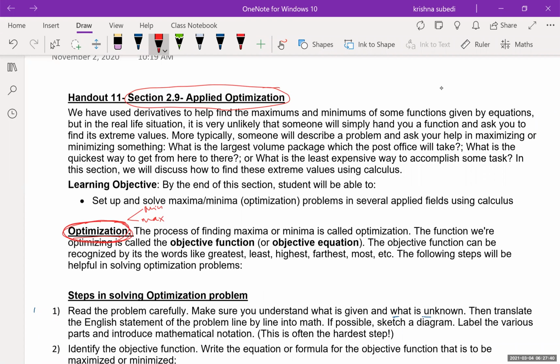Now what is optimization? Well, it is the process of finding maxima or minima, and the function we are optimizing is called the objective function. The objective function can be recognized by words like greatest, least, highest, farthest, most. These are the keywords that you will see, that will help you figure out which one is your objective function.